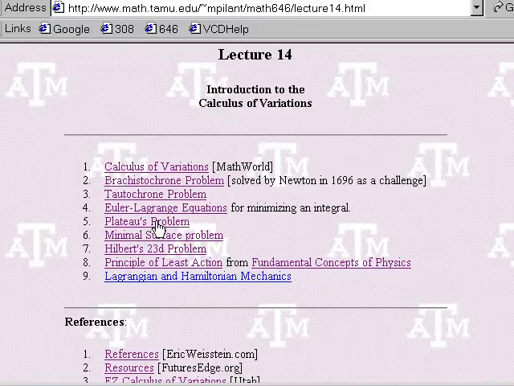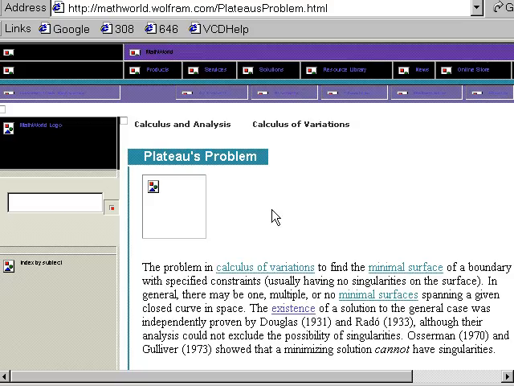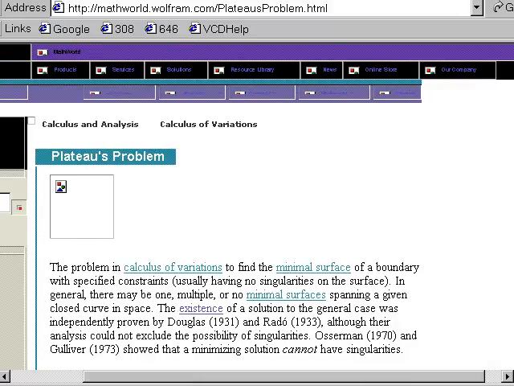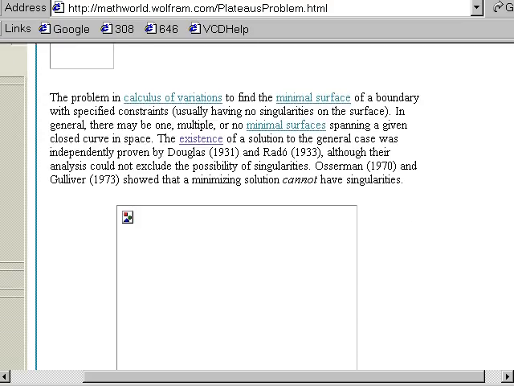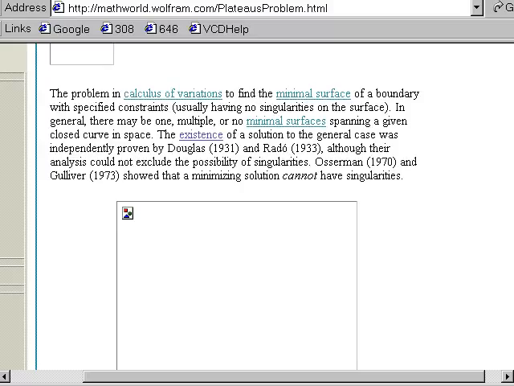Another problem that is related to this historically was the Plateau problem. Now, the Plateau problem, it's not plateau in the sense of being flat, it's a fellow named Plateau. The problem is that of finding a minimal surface with prescribed boundaries and without any corners or cusps.